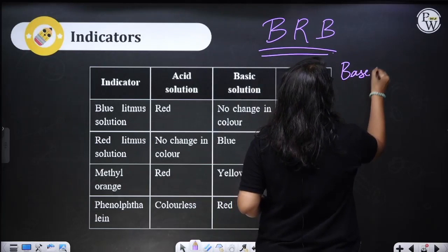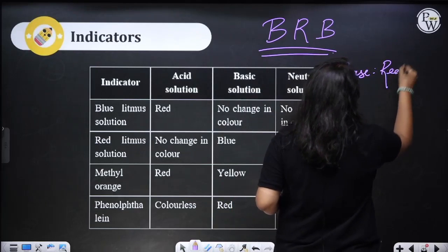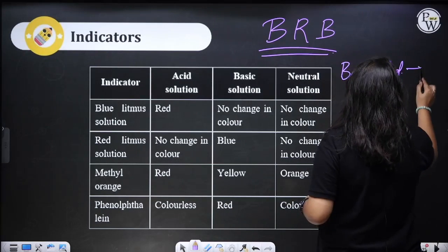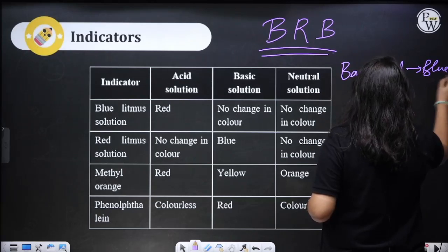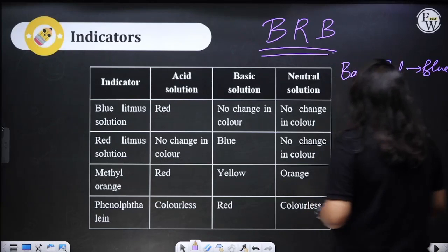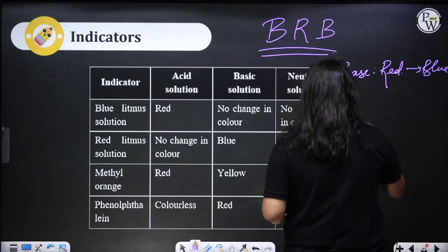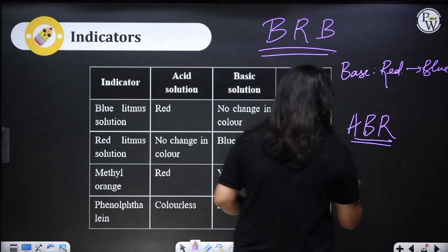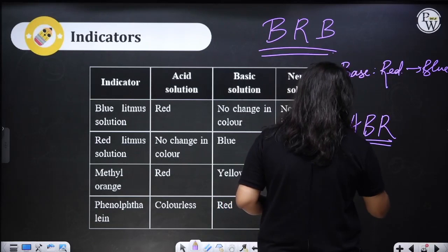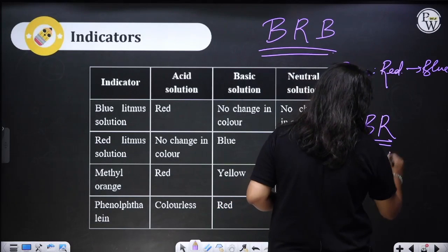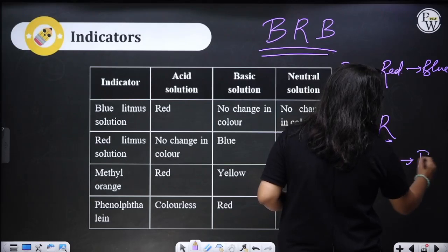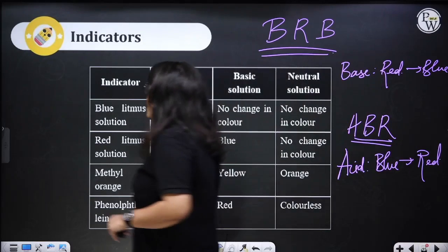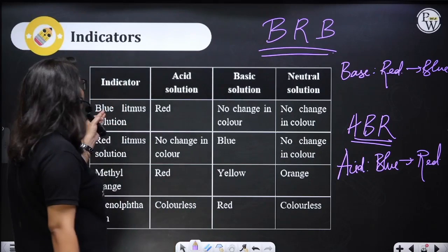base turns red litmus to blue. Base turns red litmus to blue, whereas we have ABR, abracadabra. Here A stands for acid: acid turns blue litmus to red. Alright, acid turns blue litmus to red, and that's exactly what you see over here.